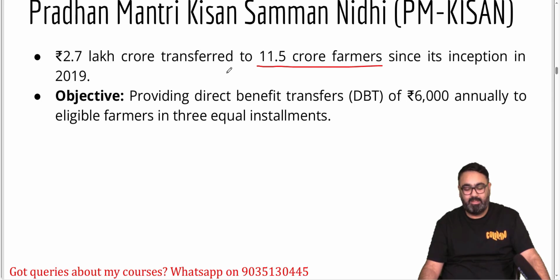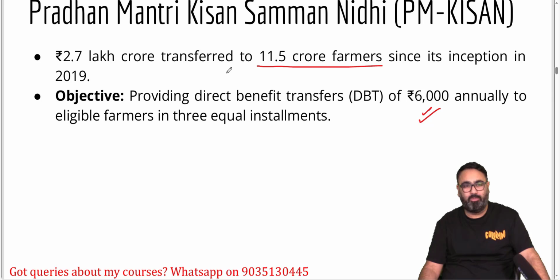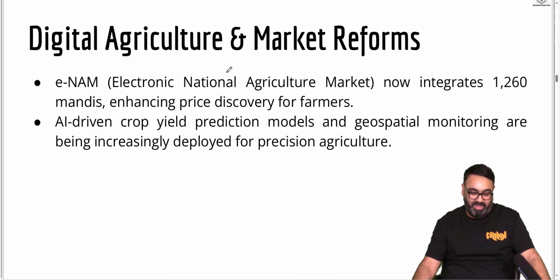The objective is that 6,000 rupees annually will be given to farmers in 3 installments. So it's an installment of 2,000 rupees each that will be given to the farmers. It's kind of a universal basic income kind of a thing for farmers specifically, that they would have this much support of roughly 500 rupees per month or 6,000 rupees per year, so that their basic requirements are met.